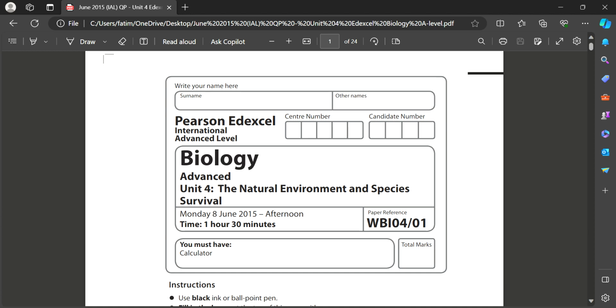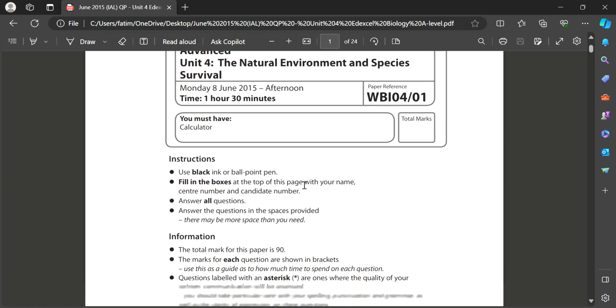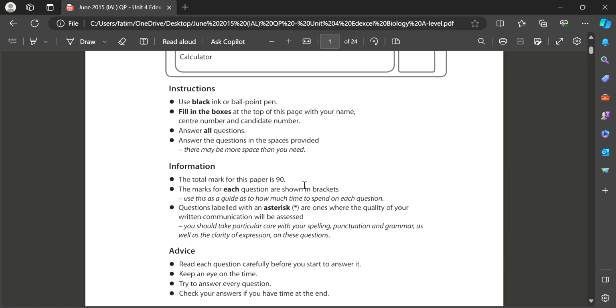Okay, so today we're doing the biology unit 4 paper of June 2015. So this paper is 90 marks. It's over here, and hopefully we're supposed to get an A star, which is anything above 80%.